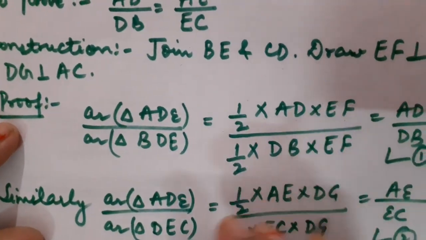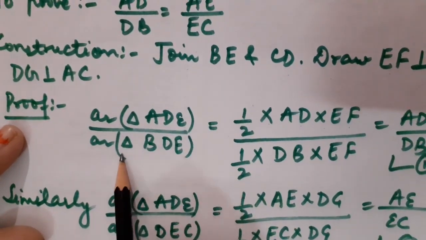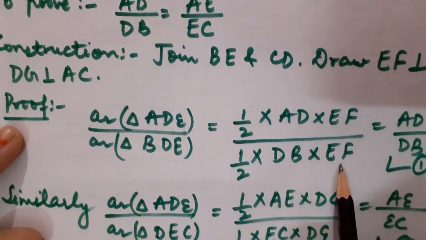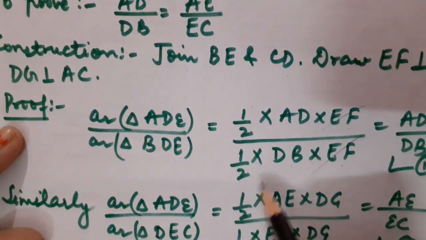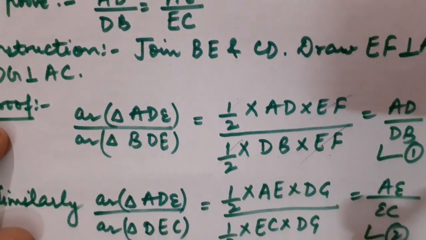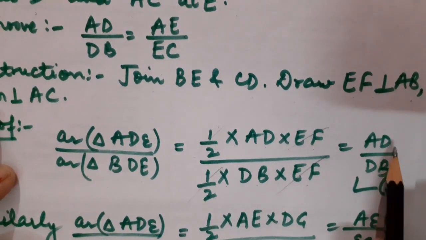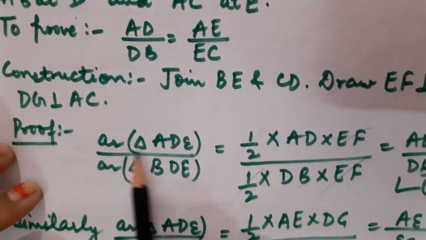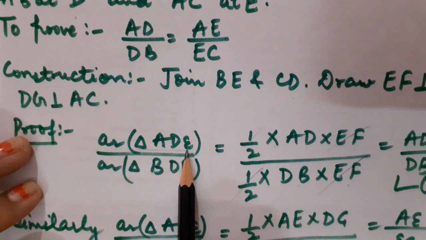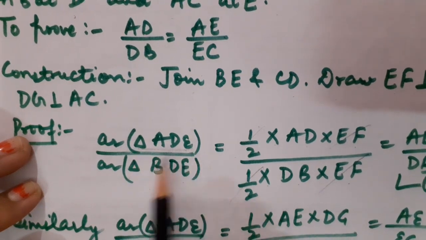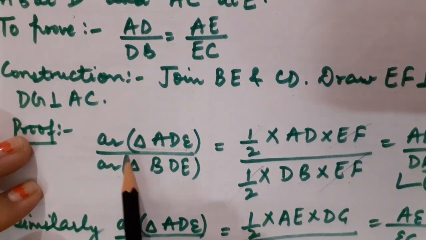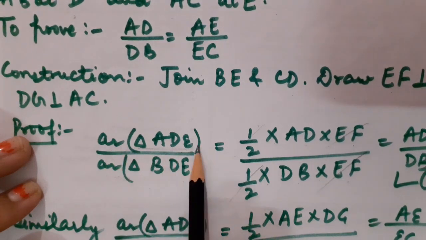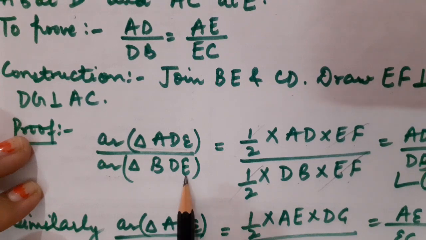So now I am going to calculate the area of triangle BDE, that is half into DB into EF. Now EF and EF are going to be cancelled, half and half are going to be cancelled. So children, I have got AD upon DB. Basically, I am calculating the ratio of the area of the smaller triangle ADE to the area of triangle BDE.